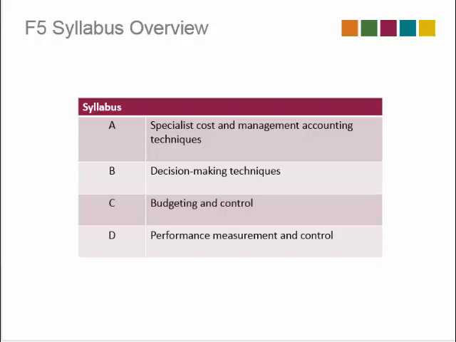Finally then we've got syllabus area D, which is about performance measurement and control. The whole paper is about performance management, and for all of the techniques that you look at, you should appreciate how they can be used for performance management. But specifically in this final section, we're looking at using techniques to assess performance, both financial and non-financial, from internal and external aspects of the organisation.